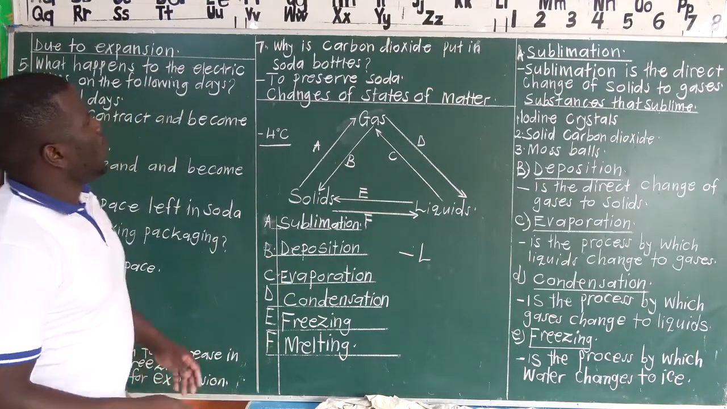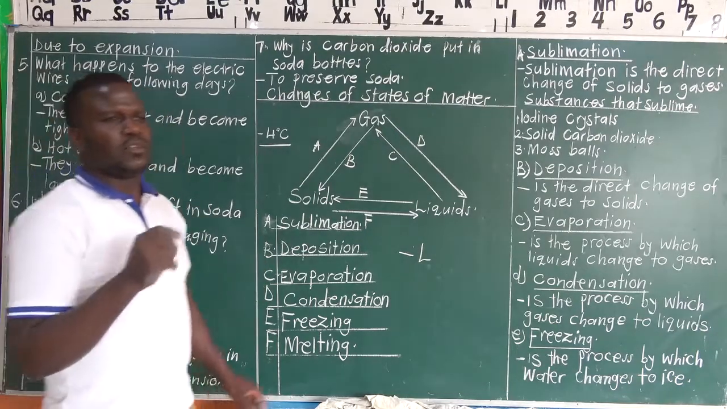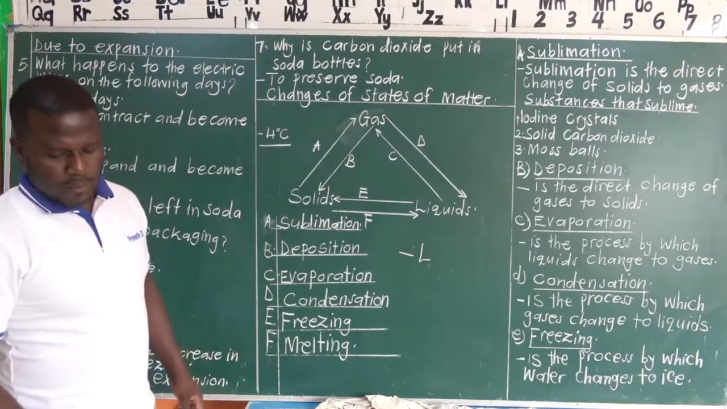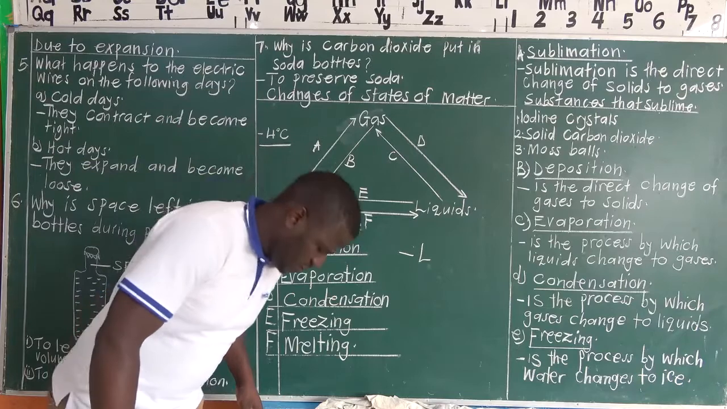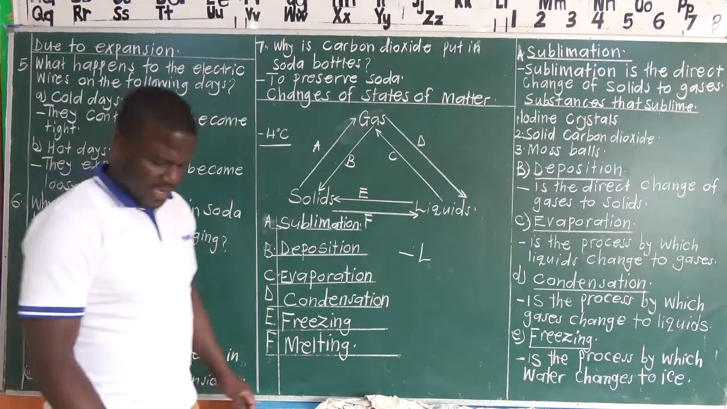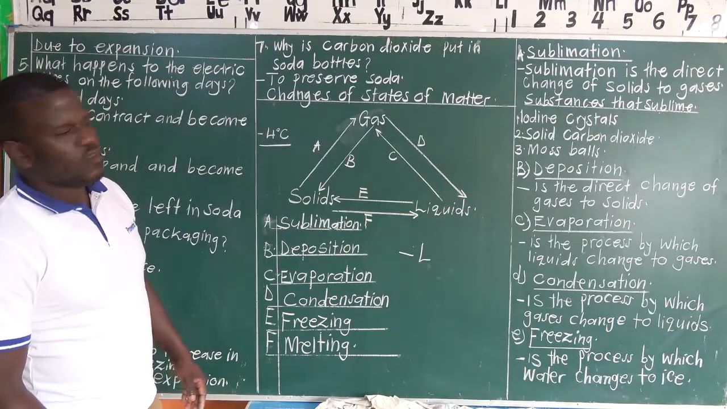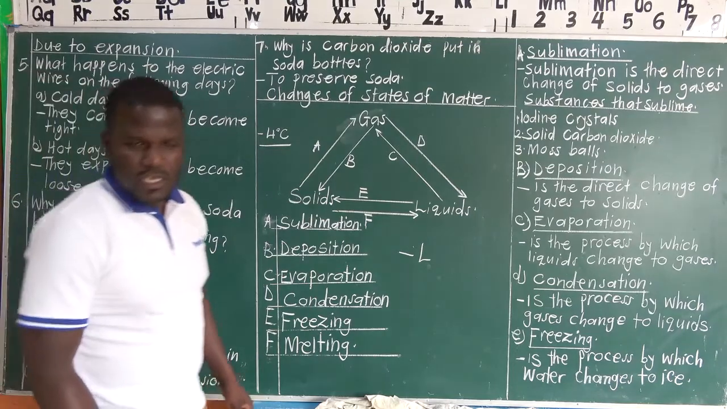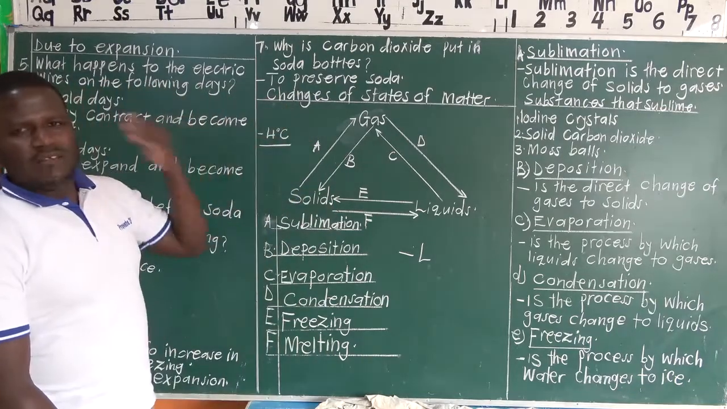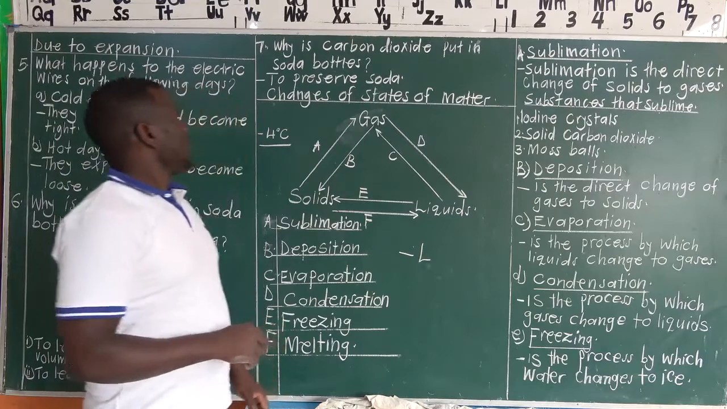Number 7, why is carbon dioxide put in soda bottles or soft drinks? To preserve soda. So carbon dioxide is put in soda bottles so that it can preserve soda. As simple as that. So we use carbon dioxide to preserve food, including soft drinks like soda, including even beer. We put carbon dioxide there to preserve it.